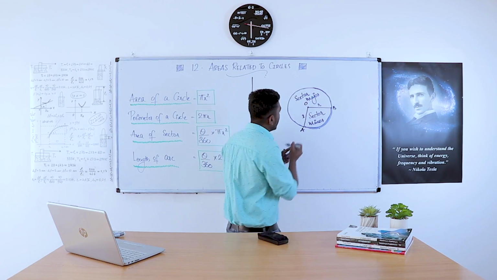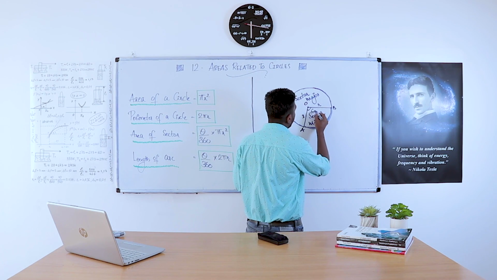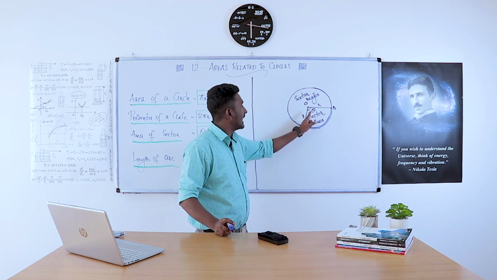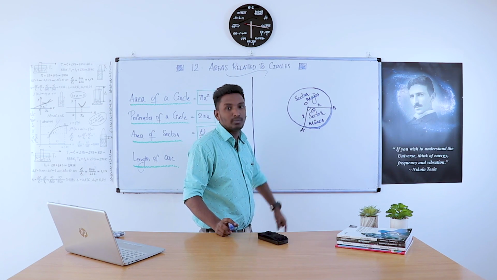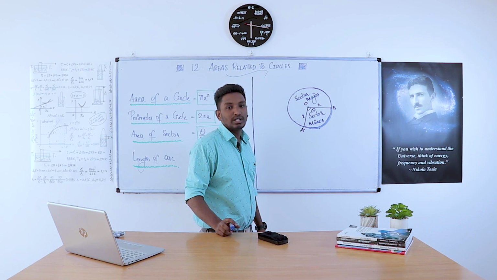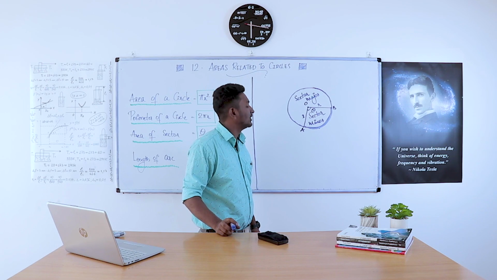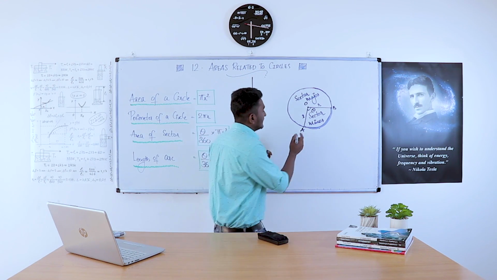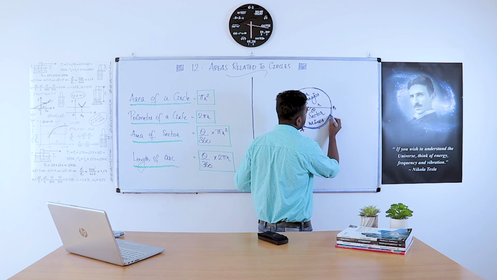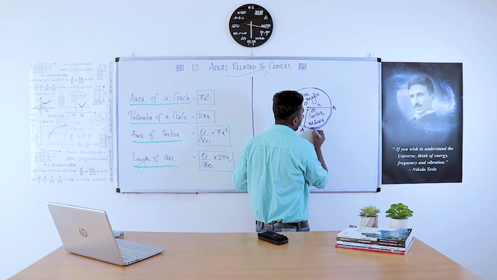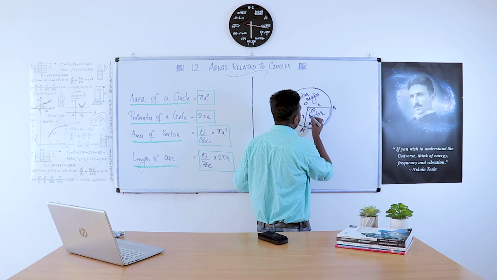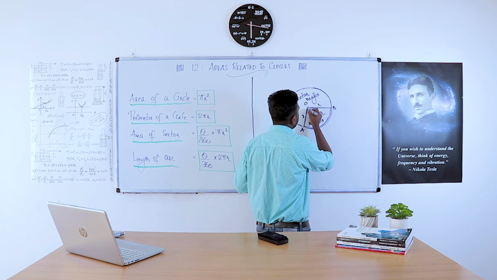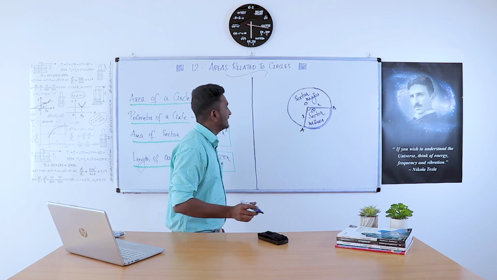And the angle formed here, I am writing it as theta, is known as the central angle of the sector. So AB is the arc here, and we can find the length of AB. And OAB is the sector of central angle theta.